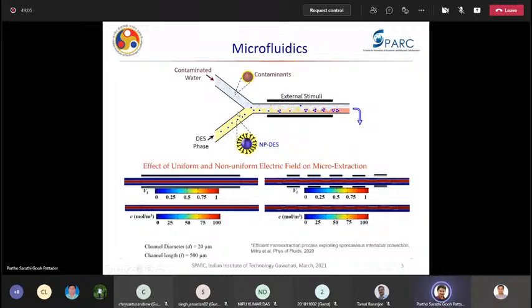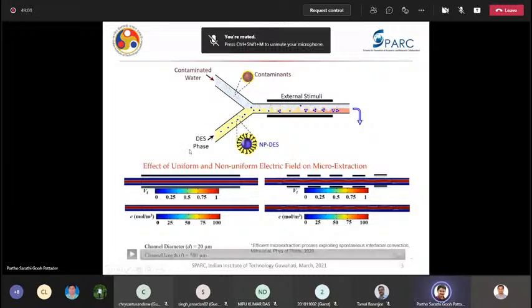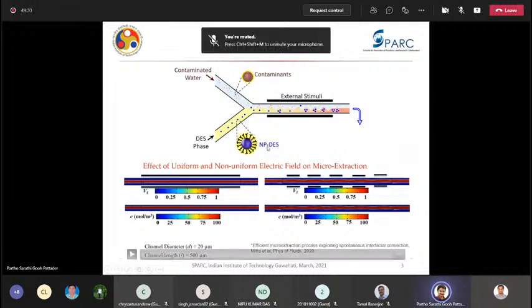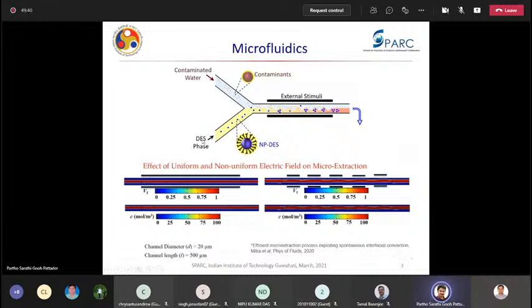Here I have shown one example schematic of microfluidic extraction, micro extraction, where one phase you can use as a DES phase, deep eutectic solvent, to scavenge some pollutant from contaminated water. These two phases pass through this microfluidic channel, and they will mix, and the contaminants from the water can be scavenged by the DES phase itself, or some scavenger you can incorporate in the DES phase that can scavenge the pollutant, and it can be taken out. Later on, you can detect from a color change or any other method how efficiently the water is becoming contaminant free.